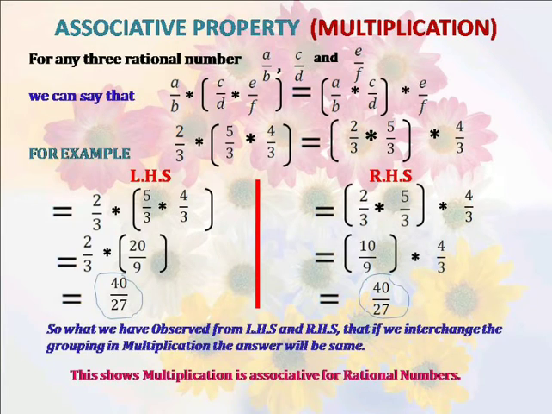Number 3. Associative property for multiplication. Associative property for multiplication says that when we are grouping 3 rational numbers in multiplication, the answers will be same. Let's see this example closely. You can see I have interchanged the grouping in LHS and RHS with same 3 rational numbers, but the answers are same. So we can say that multiplication is associative for rational numbers.